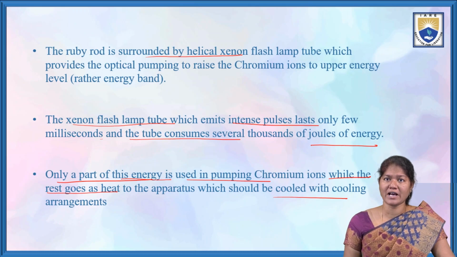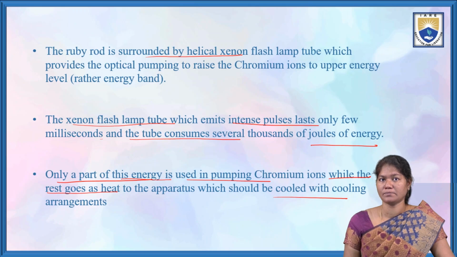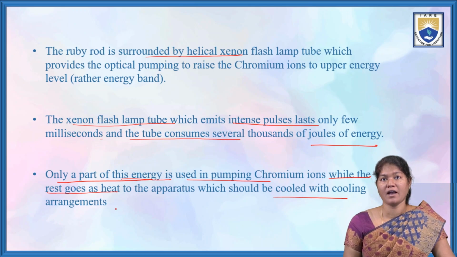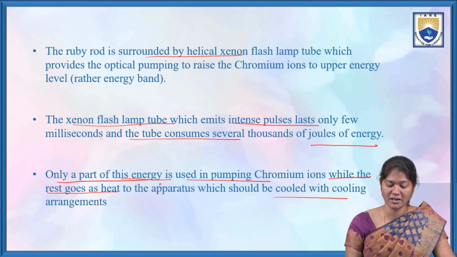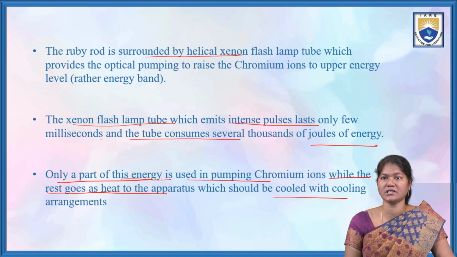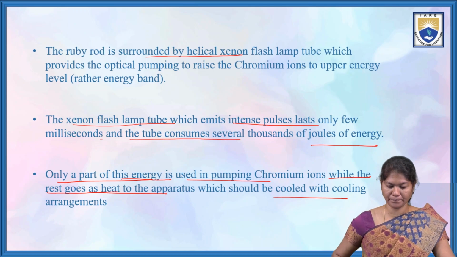So through the xenon flash lamp tube, the chromium ions get excited to the higher energy states, and the remaining energy heats up the apparatus. This heat should be cooled with the cooling arrangements.